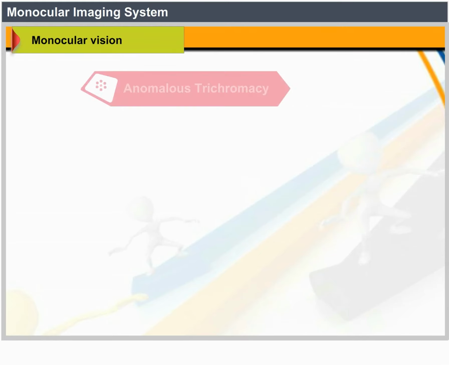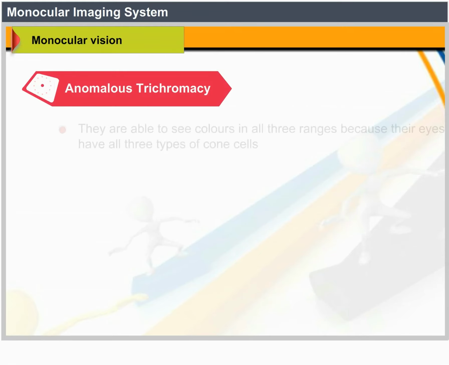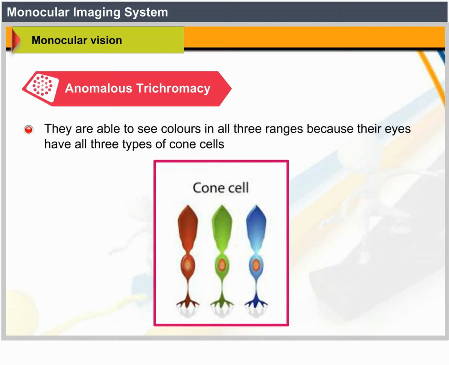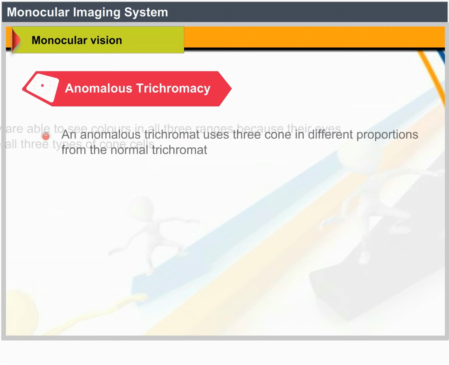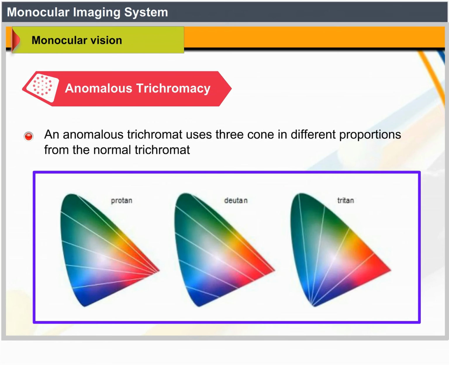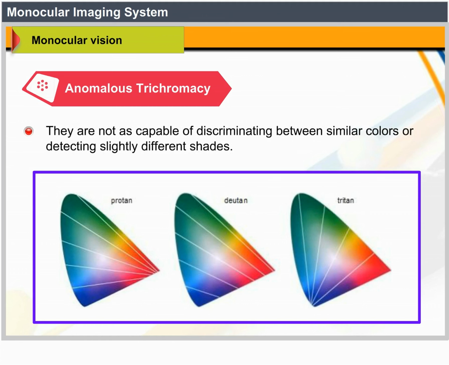Anomalous trichromacy. They are able to see colors in all 3 ranges because their eyes have all 3 types of cone cells. The anomalous trichromat uses 3 cones in different proportions from the normal trichromat. They are not as capable of discriminating between similar colors or detecting slightly different shades.